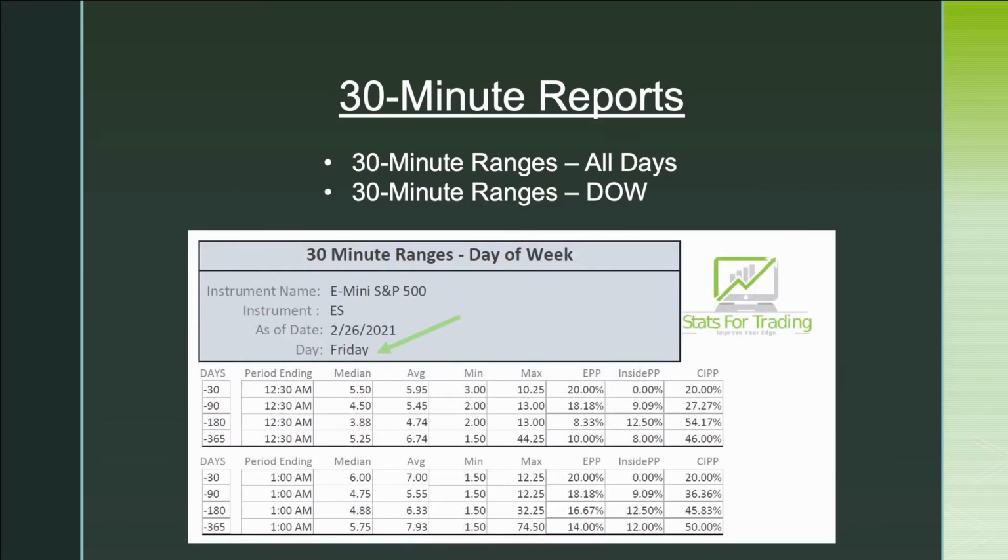Now, we break our 30-minute range reports into two different ways. One is that we do it all days combined, and that was shown on the previous report. This report shows only Friday, for instance. There are some traders who only trade on specific days, and it can be appreciated that they like to know what happens on that given day.